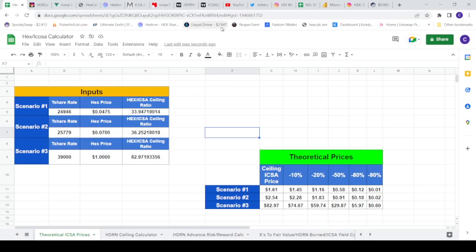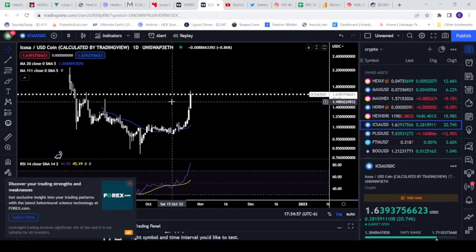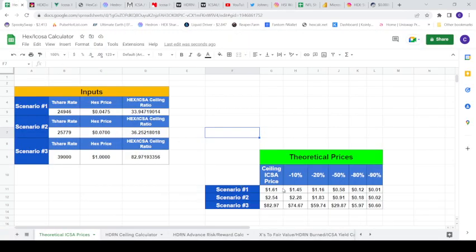I just love using this calculator, and it's nice to see that the math is respected, right? We're right at those ceiling prices for Icosa right now, and it's actually trading at a slight premium to the ceiling price. So this is the math behind it, but there's nothing saying that the Icosa price can't trade above the ceiling price, right? So who knows how high the stuff could go, right?